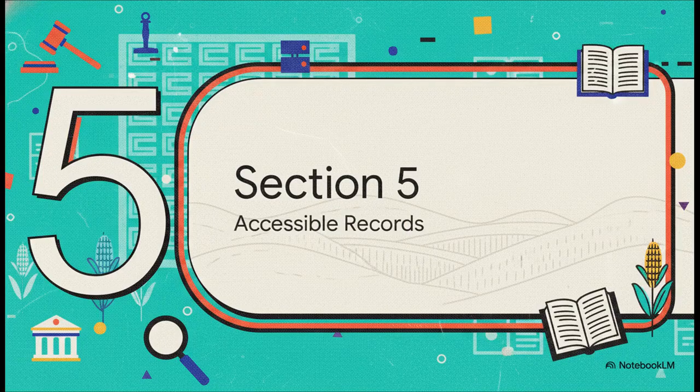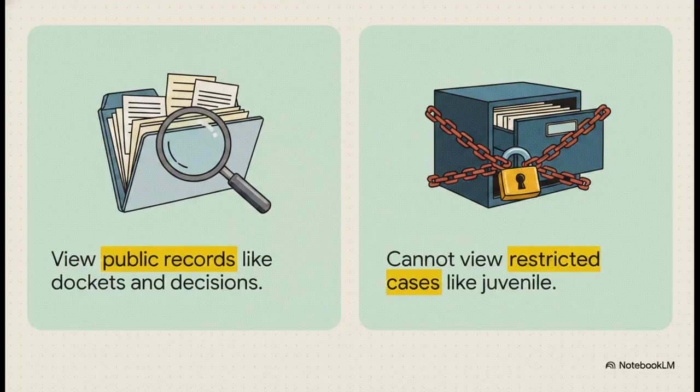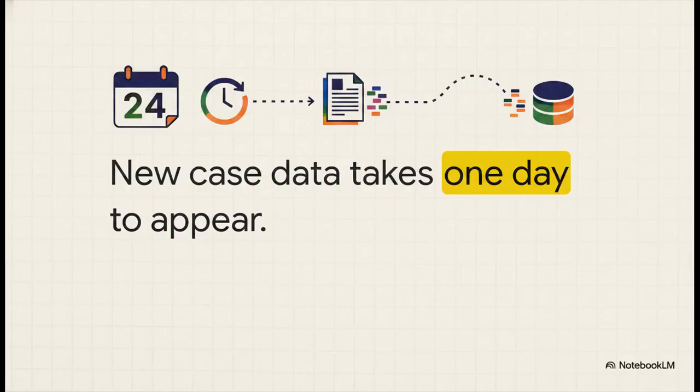Section 5. What you can actually access. Let's be real clear on what you actually have a right to see. You can view standard public records, party names, case numbers, decisions, and dockets. But strict privacy laws act as a hard wall for sensitive cases. You are not going to find unexecuted search warrants, juvenile delinquency cases, or civil commitments for mental health or substance abuse. Also, manage your expectations on timing. Don't expect instant results for a case filed today. New case data takes 1 full business day to sync and appear in the search results. After that initial delay, though, the system updates in real time.